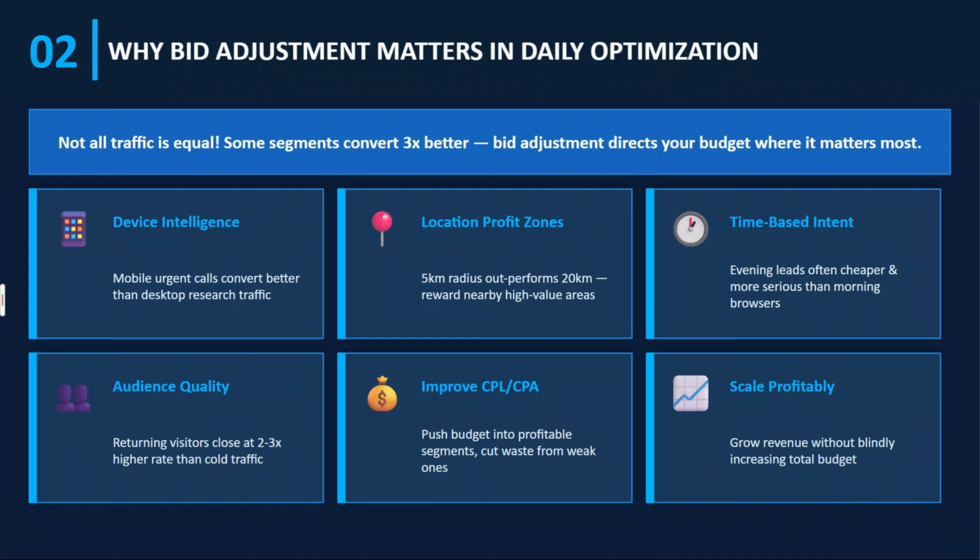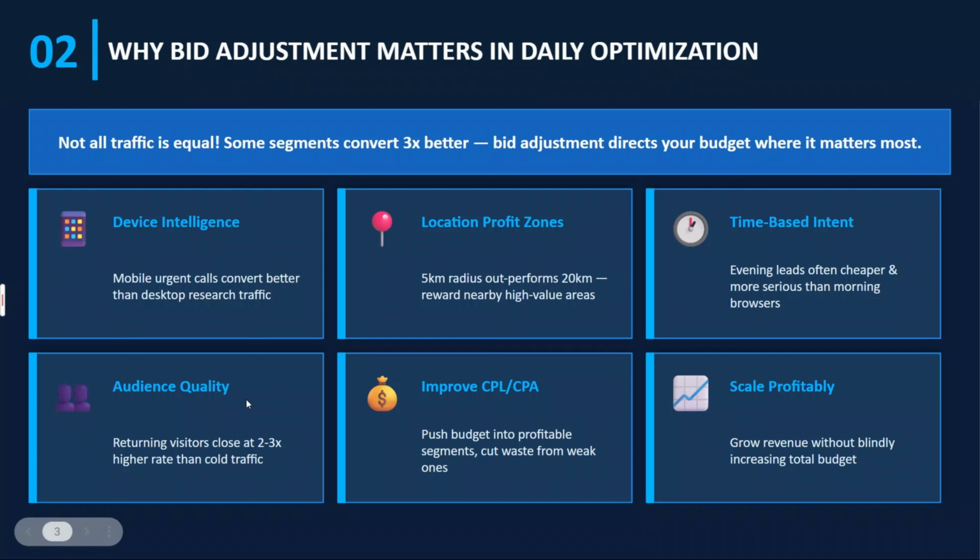Number one, device intelligence. You can pay more to show ads to mobile users, because mobile users searching for a plumber are usually in an emergency. They need help right now. Number two is location profit zones. Some areas have better customers, higher job values, and fewer cancellations. You can push more budget there. Number three is time-based intent. In the evening, people are more serious. In the middle of the night, no one can answer the phone. Your bids should reflect that.